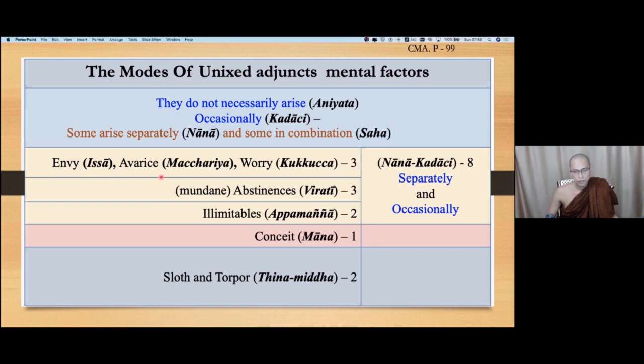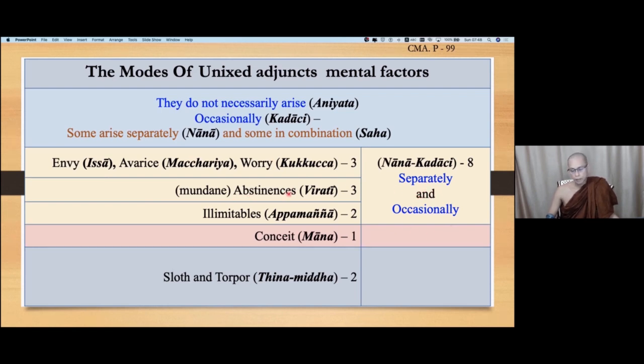In another moment, when one gets angry focusing on one's own property, avarice arises, and the other two, envy and worry, are absent. When one is regretting, at that moment the kukucha arises, but the other two are absent. So they arise separately and they arise occasionally.